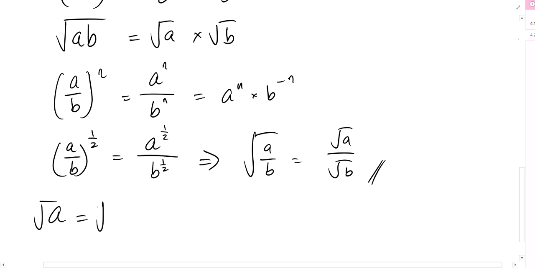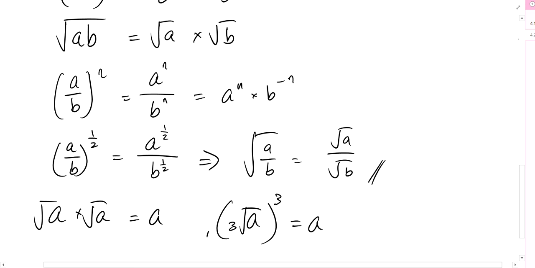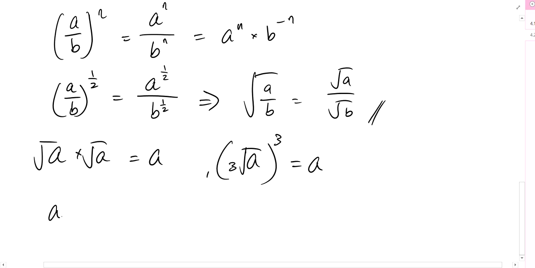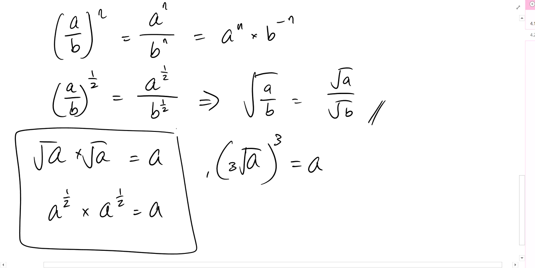What does square root A times square root A give us? This gives us A. What about cube root of A to the power of 3? Still A. Quite common sense, right? Then if I rewrite it as fractions, A power half times A power half, what does this give me? Still A, because they are equivalent. I'm rewriting the square root as power half. So here, you can do the equivalent also.